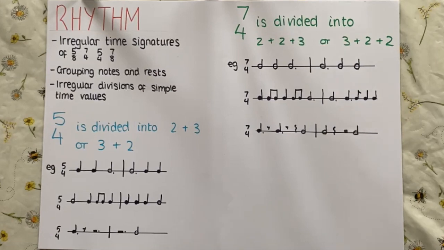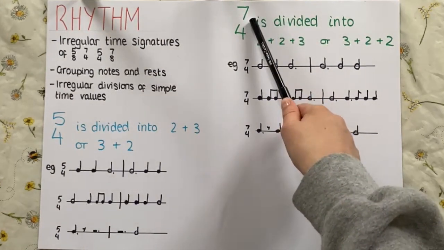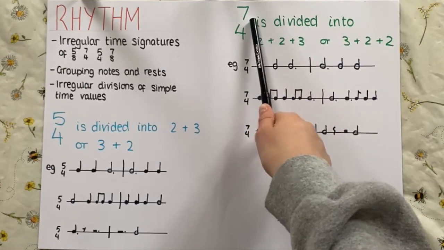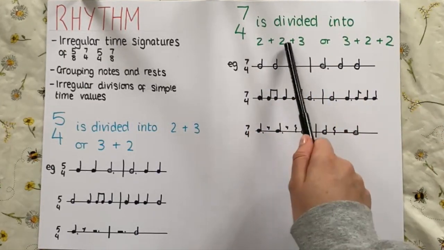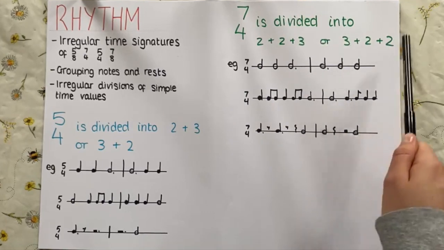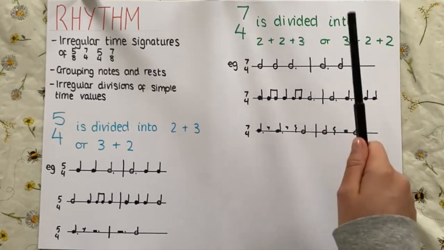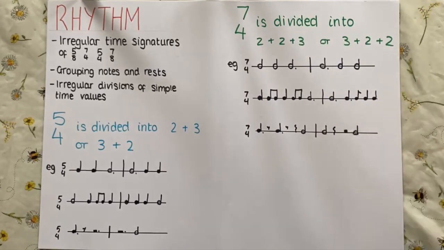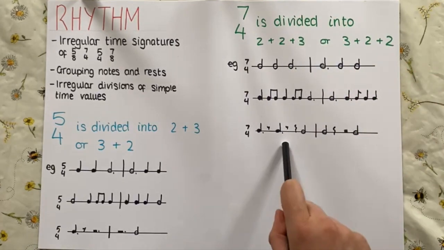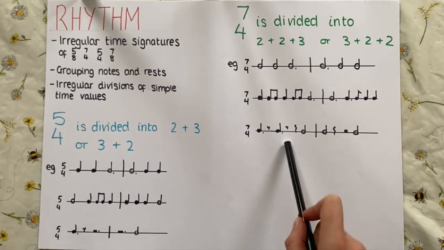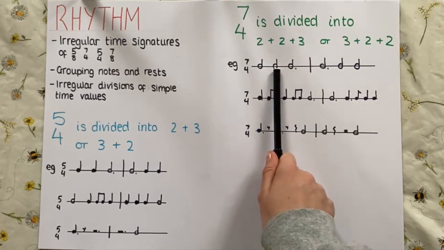So 7/4 works very similar to 5/4, however we're now working with 7 crotchets in the bar instead of 5. So this can be divided 2 plus 2 plus 3 or 3 plus 2 plus 2. Again, we can look at this as 2/4, 2/4, 3/4 or 3/4, 2/4, 2/4. The examples on the left are the 2/2/3 division. As we can see, we've got minim, minim, dotted minim.